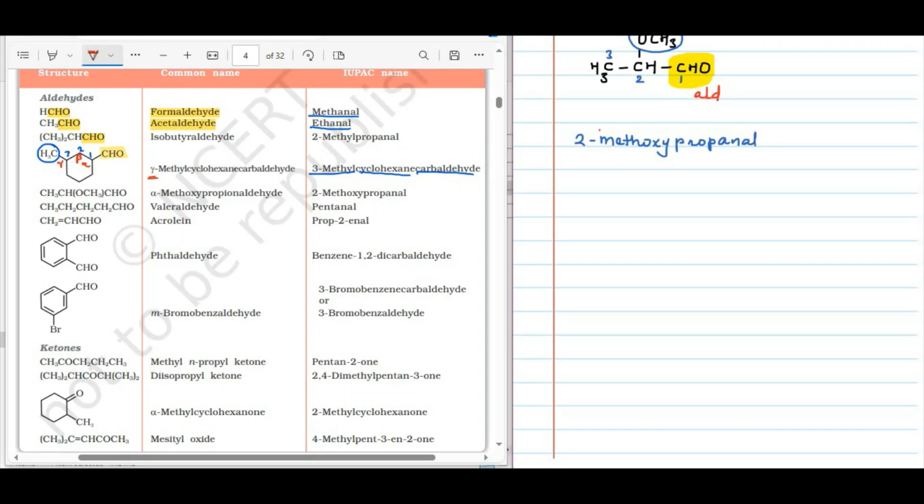Next, CH3, CH2, CH2, CH2, CHO. Count the number of carbons. There are 5 carbons and the aldehyde group is there. So the name of this molecule will be pentanal.